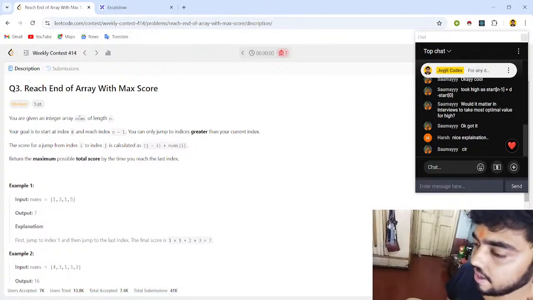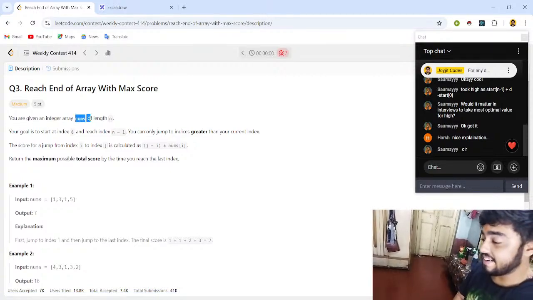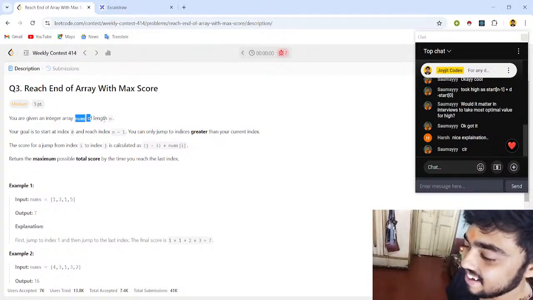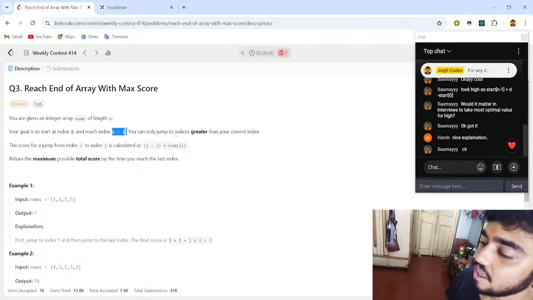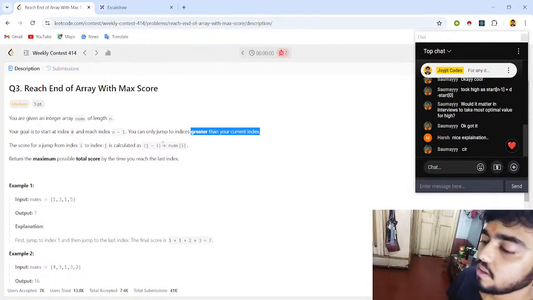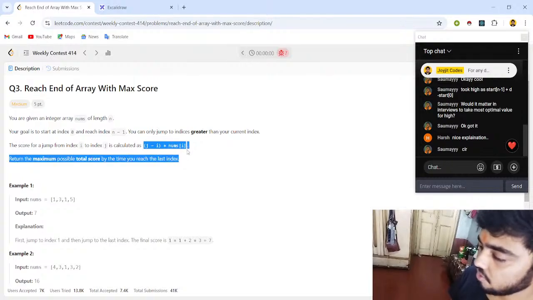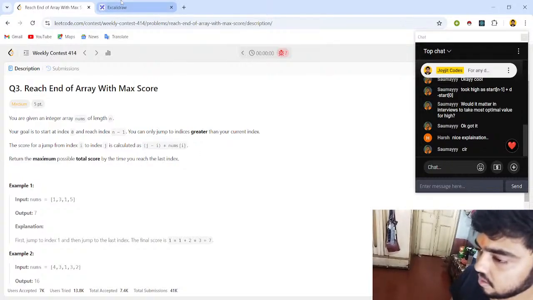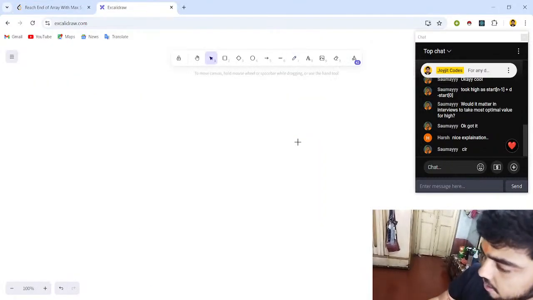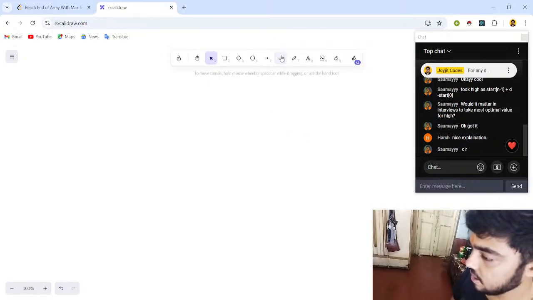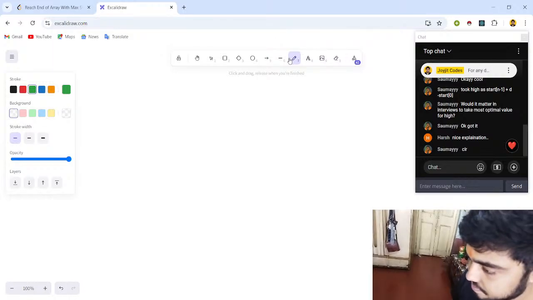Okay, so you're given an integer array nums with a length of n, and your goal is to start at index 0 and reach index n minus 1, and you can jump only to indices which are greater than your current index. Okay, and basically the calculation is going to be j minus i into nums of i. Okay, I think it will be better if you visually see this, if you visually get how we are doing it.